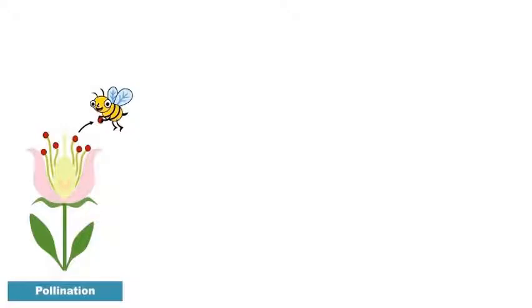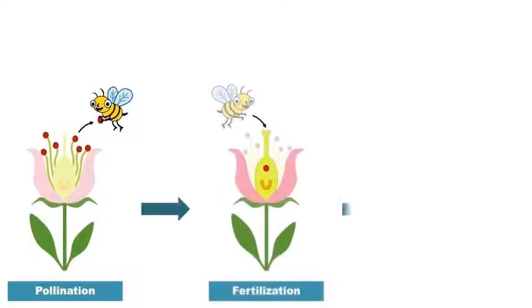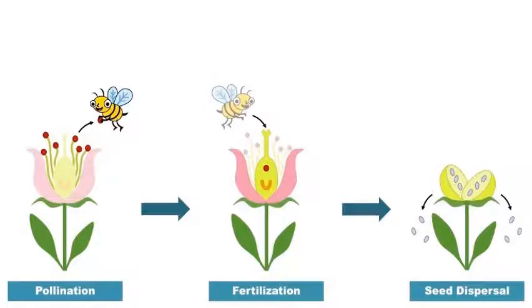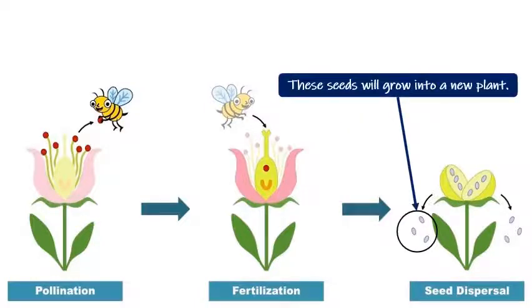Let's repeat. Reproduction happens in steps. A pollinator moves a pollen grain from the male anther to the female stigma. During fertilization, the pollen grain presents a pollen tube and produces sperms. When a sperm meets an ovule, we will have a seed. These seeds, when planted in the soil, will grow into a new plant.